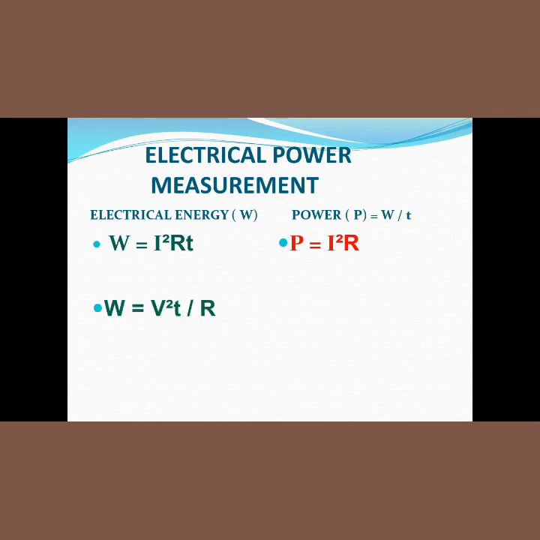For electrical energy of the form V squared T by R, the corresponding power equation will be V squared by R. And finally, for W equal to VIT, the power will be VI, just devoid of T.